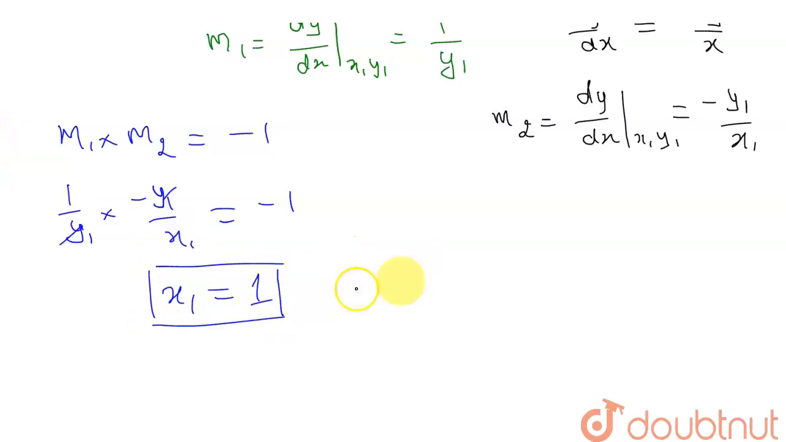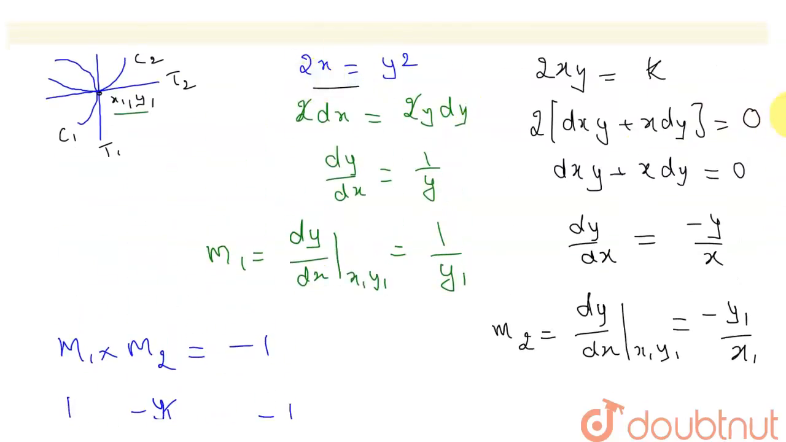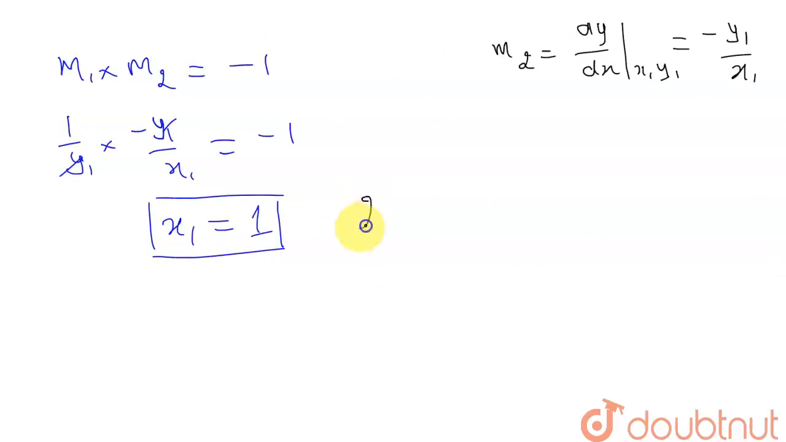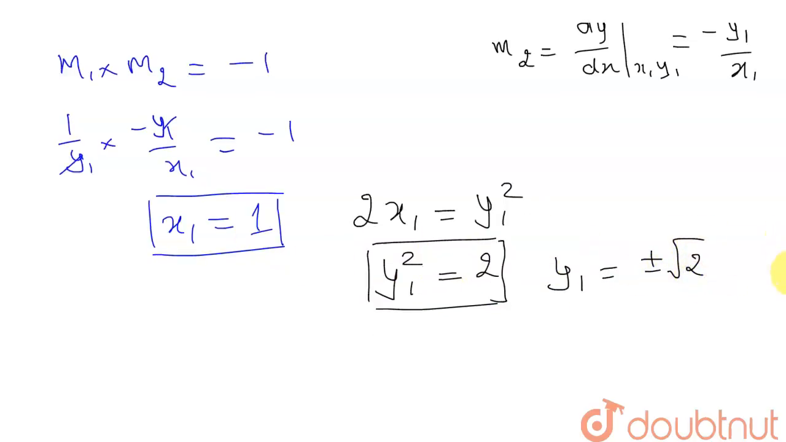Now I can find the ordinate as well. For that I can use my curve equation 2x = y². Putting that point here, this gives me 2x1 = y1². After substituting x1 = 1, this gives me y1² = 2. So y1 will be plus or minus root 2. Students, this will be the point of intersection of these two curves.